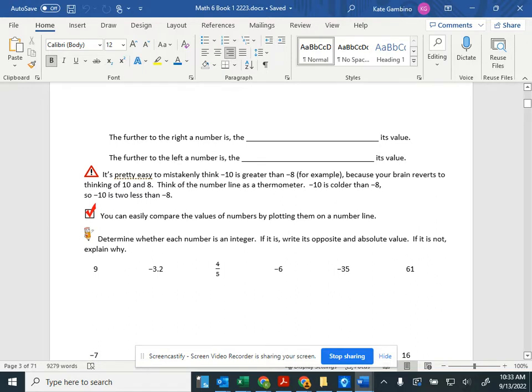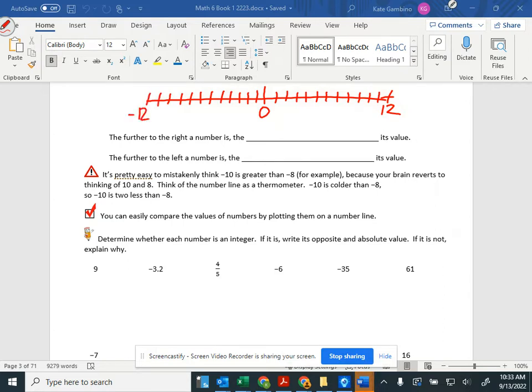It's pretty easy to mistakenly think negative 10 is greater than negative 8, for example, because your brain reverts to thinking of 10 and 8, not the negative numbers. So I'm going to rewrite that number line that I put up there. If we have negative 10 and negative 8, and we have 10 and 8, when we're going to the left, the smaller, the lesser the number. So negative 10 is less than negative 8 because it's farther to the left.